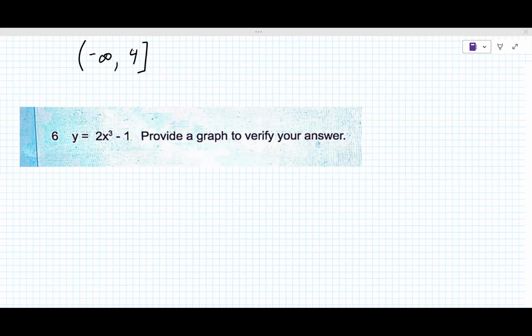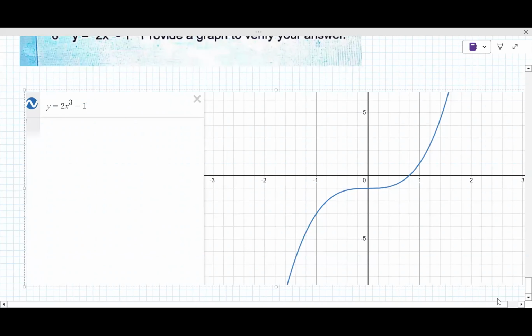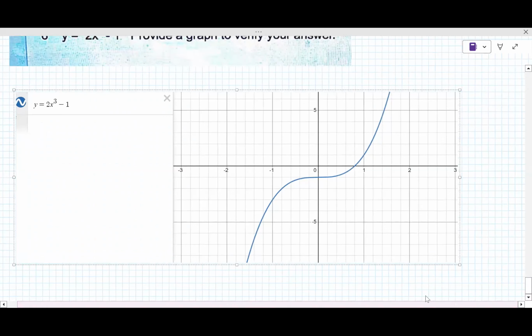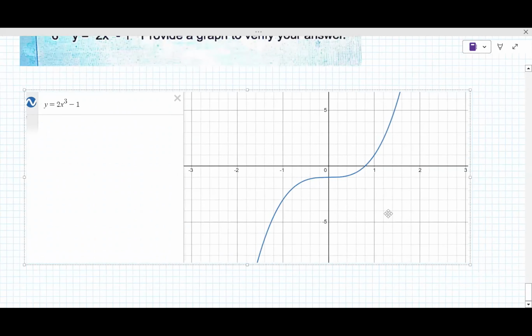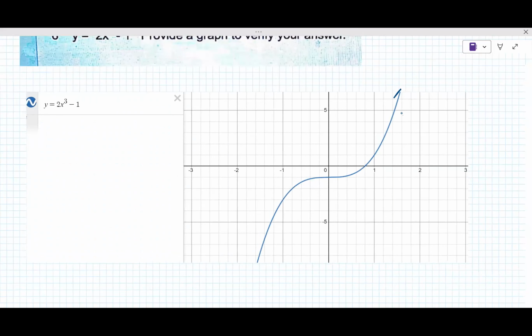Y equals 2x to the power of 3 minus 1. That's a lovely squiggly line. Okay, I'm going to snip in what I've got. Yours might be different by the color, but can you just confirm that yours looks something like this? Yeah, mine looks something like that. Mine's just zoomed in a little more. So it's important to add some arrows here to show that it goes on forever.